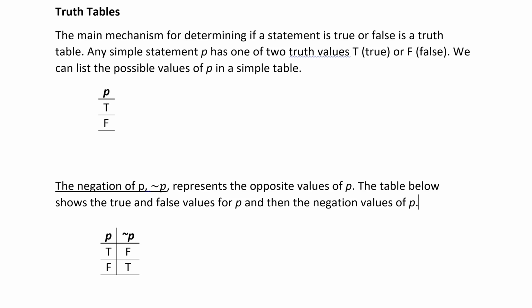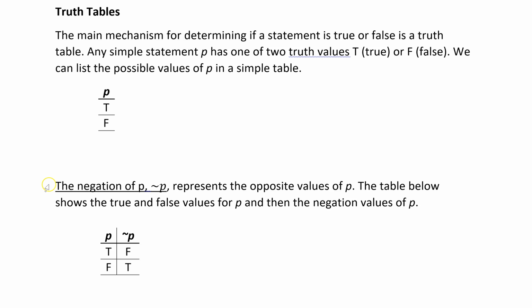Truth tables. Truth tables are used to make statements and determine if they are true or false, and then to make an argument with multiple statements and decide if that conclusion is true or false. Let's say I considered P to be a simple statement. My simple statement could either be T, true, or F, false. And that in itself does not do a whole lot, but we're going to build on these.